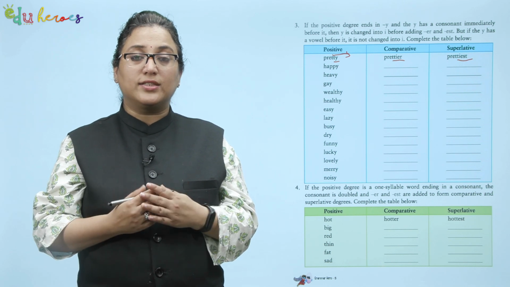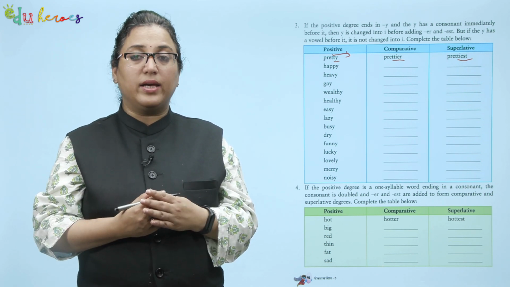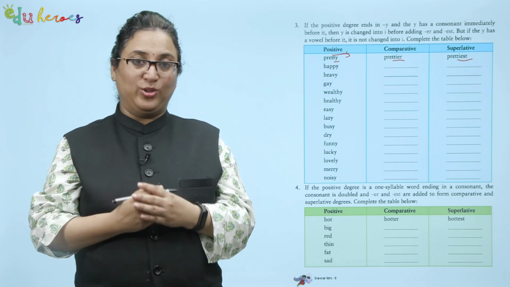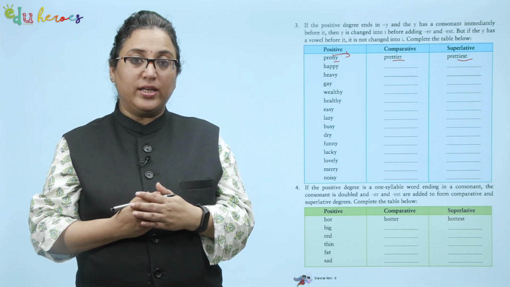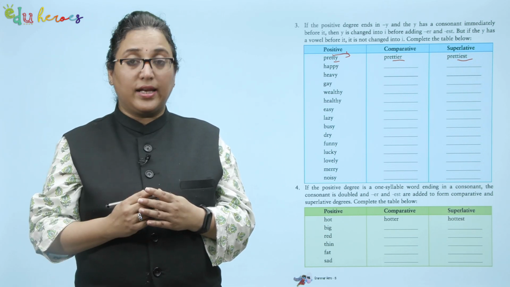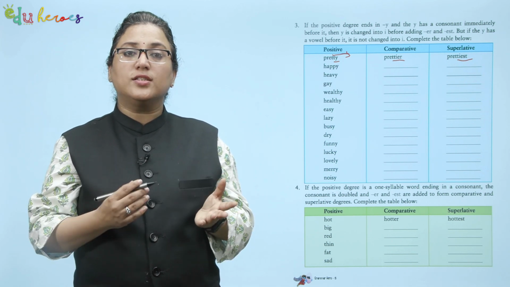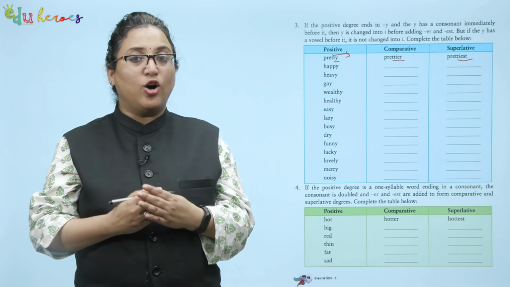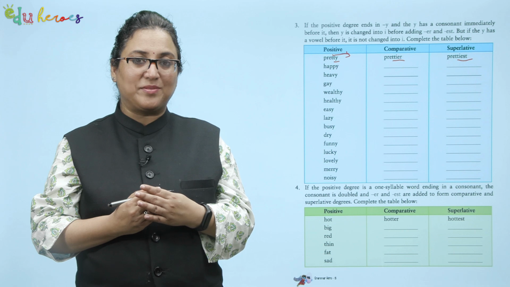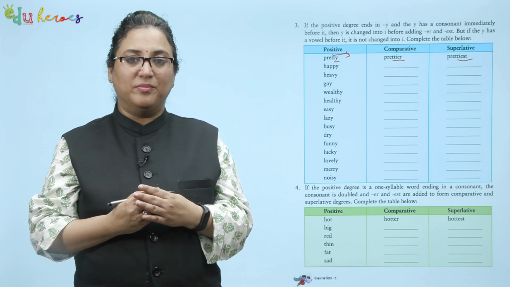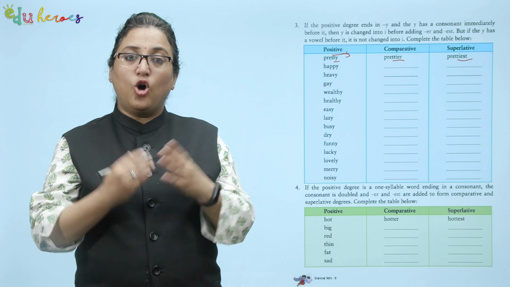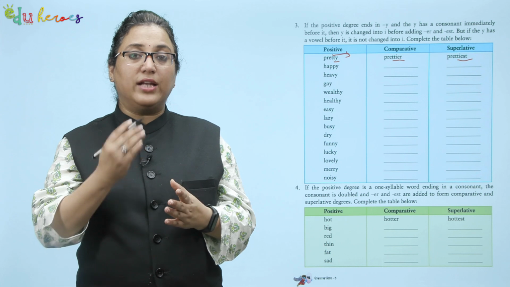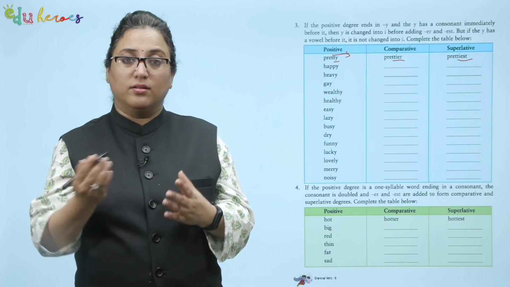So I want you to attempt a few more words and make more comparative and superlative degrees. The next rule: if the positive degree is a one syllable word ending in a consonant, the consonant is doubled and ER and EST are added to form comparative and superlative degrees. Let's see one example. Here, hot is the positive degree.